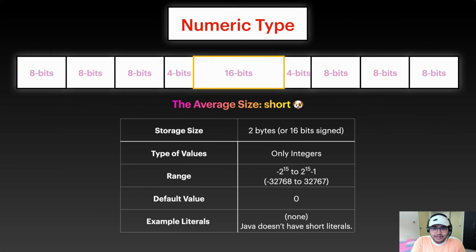Short type can only store integer data inside it, and those integral values can lie within the range as shown in the table. By default, a short data type is initialized to 0. It is important to note that Java does not support short type numbers as literals or constants in the program, just like the byte type numbers.